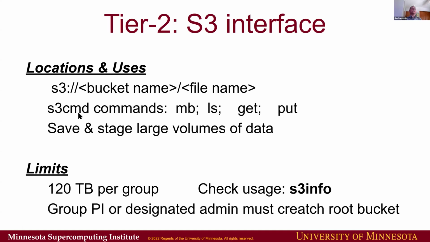The S3CMD command can be run with a variety of options, such as MB for making a bucket, LS for listing what's in the bucket, get for getting data that's in the bucket, or put for putting data to the bucket. So it's great for saving and staging data for larger workflows. Each group is limited to 120 terabytes as a default. You can get more, usually by renting the extra space. And you can see how much you're using and how much is left by using this S3 info command at any Linux command prompt on one of our HPC systems, or on a login node.